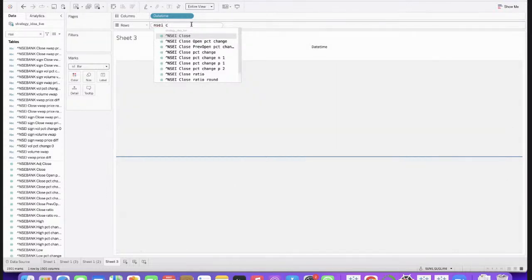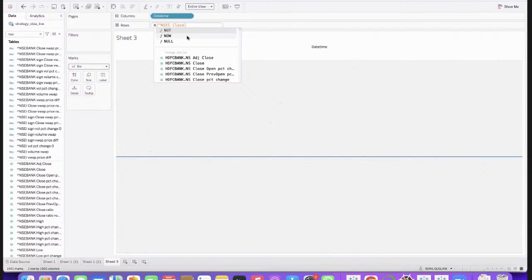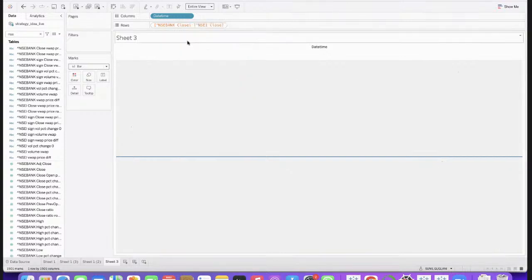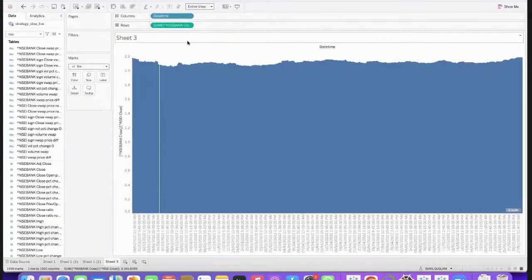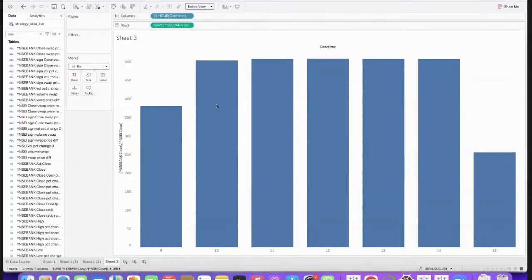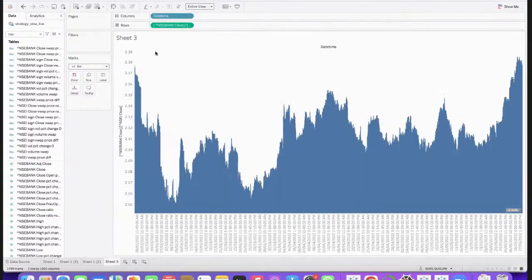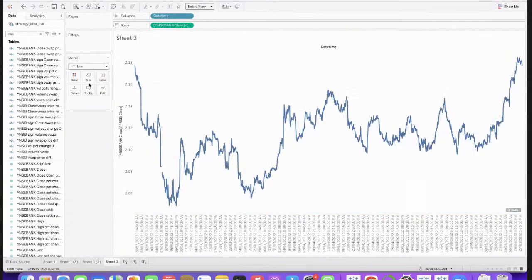So I will be using NSEI close and NSEBANK close. I will take a ratio of both of them together. See how it looks. So if we see, the ratio varies from 2.06 to 2.18.